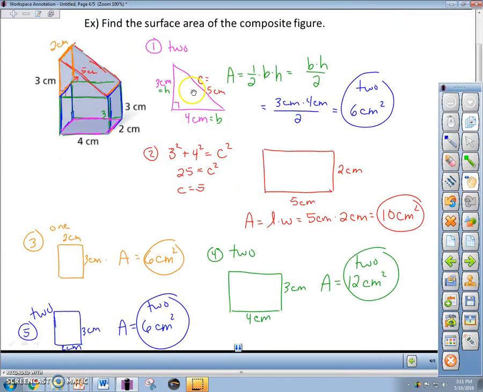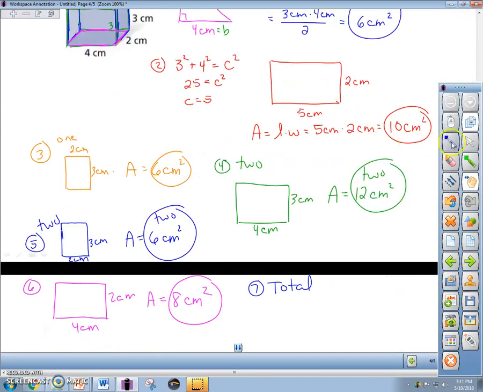So up here are 2 triangles. They're 6 centimeters squared each. So 2 times 6 would give me 12 for my triangles. So I have 12 centimeters squared. And then here I have one of these rectangles, so plus 10 centimeters squared. Here I have one of these rectangles, so plus 6 centimeters squared. Here I have 2 of these rectangles. 2 times 12 would give me 24 centimeters squared.